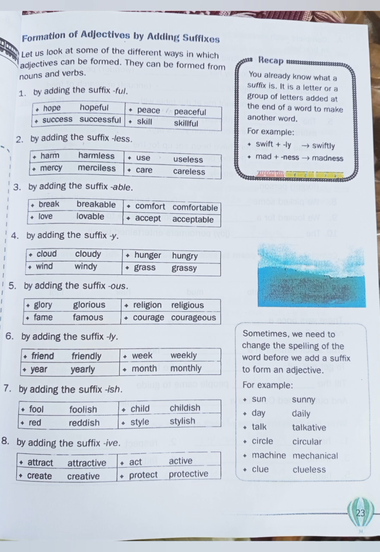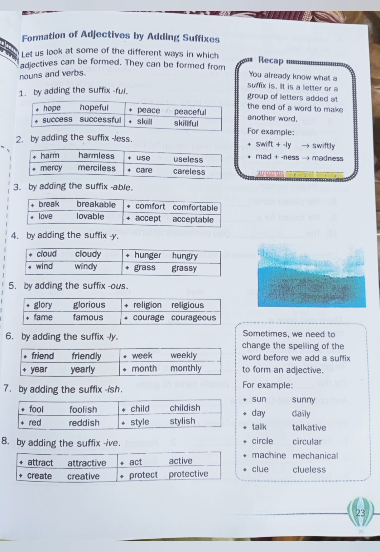Recap. You already know what a suffix is. It is a letter or a group of letters added at the end of a word to make another word. For example, swift plus ly, swiftly. Mad plus ness, madness. Let us look at some of the different ways in which adjectives can be formed. They can be formed from nouns and verbs.